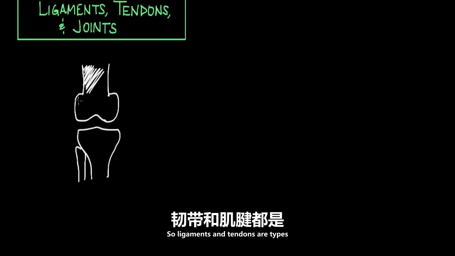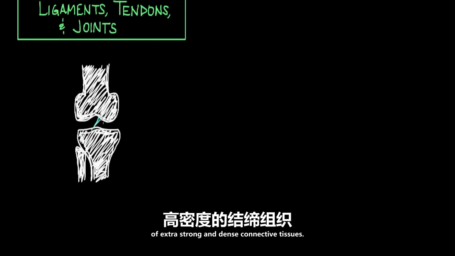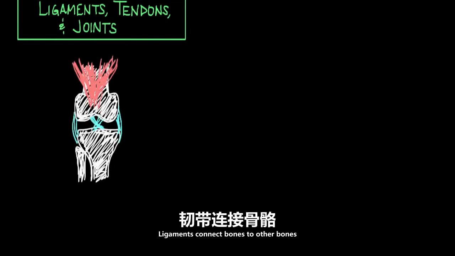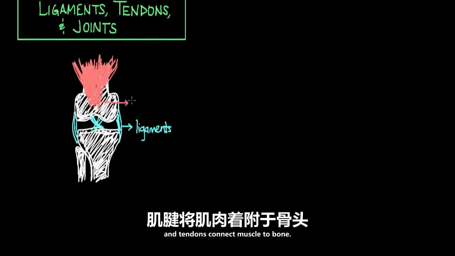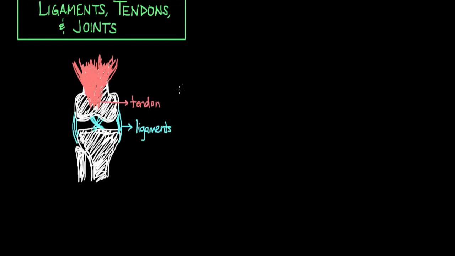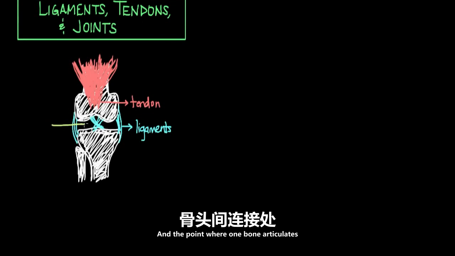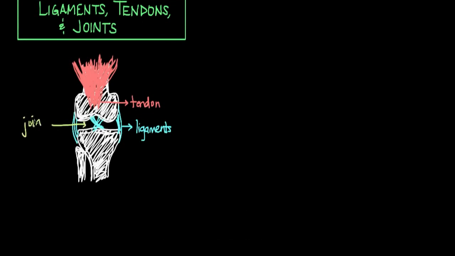So ligaments and tendons are types of extra strong and dense connective tissues. Ligaments connect bones to other bones, and tendons connect muscle to bone. And the point where one bone articulates or meets up with another is called a joint.